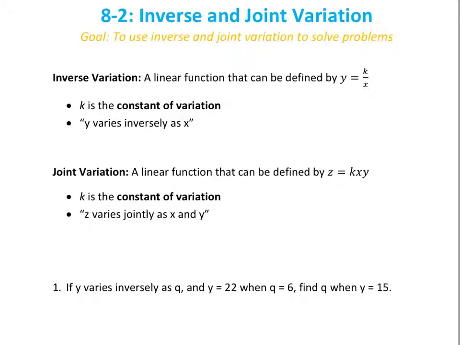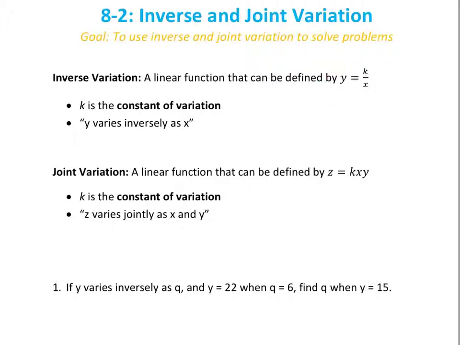So 8.2 is inverse and joint variation. If you have a good understanding of the direct variation from 8.1, then this stuff is pretty straightforward. Inverse and joint are just other ways that these things can vary. This is the terminology you're going to see in the problems, and it's going to create this equation.